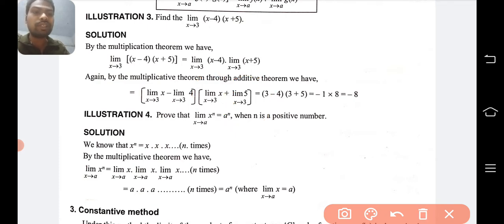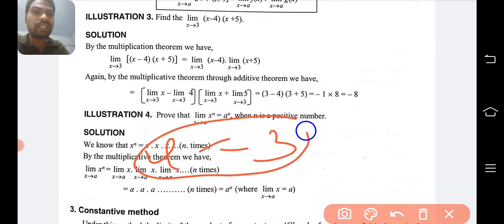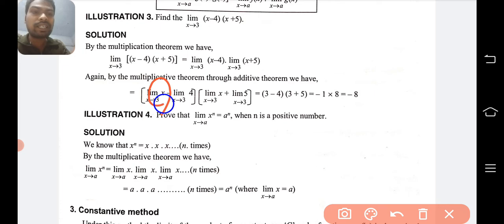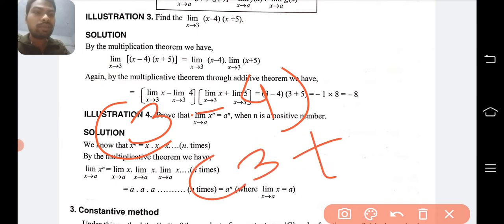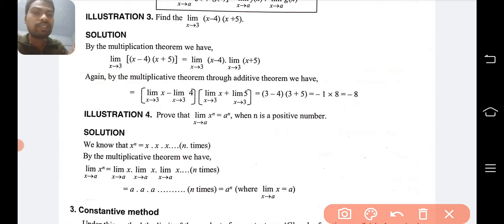Clear? So right now you put the value x equal to 3 wherever the x term is there. Here the x term is there, you will put 3. Then what are we going to get? 3 minus limit x tends to 3 of 4, which equals that constant term, because the limit of a constant term is that constant term. Clear? Then this equals 3 minus 4, into 3 plus 5. It means 3 minus 4 equals how much? Minus 1, and into 3 plus 5 equals what?